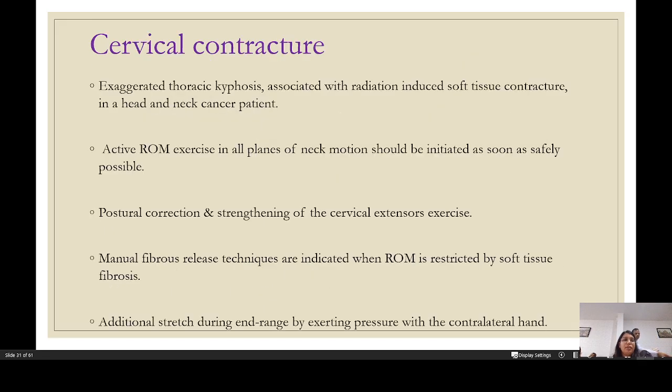Cervical contracture and exaggerated thoracic kyphosis are associated with radiation-induced soft tissue contracture in head and neck cancer patients. Active range of motion exercises in all planes of neck motion should be initiated as soon as safely possible. Postural correction and strengthening of the cervical extensors. Manual fibrous release techniques are indicated when range of motion is restricted by soft tissue fibrosis.